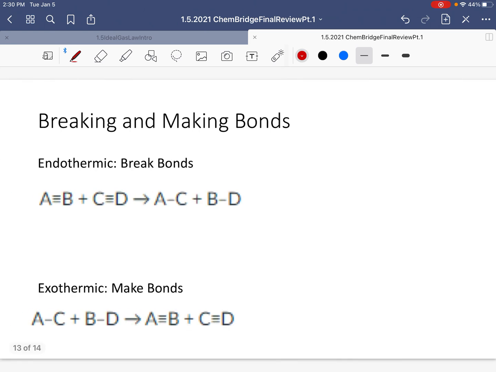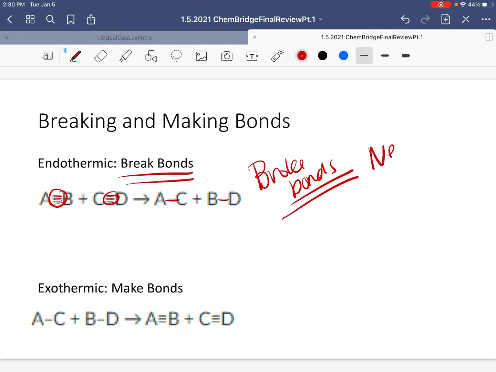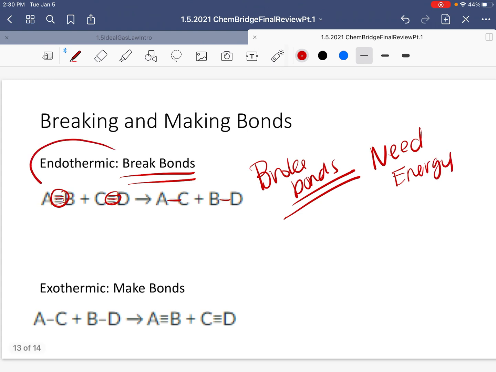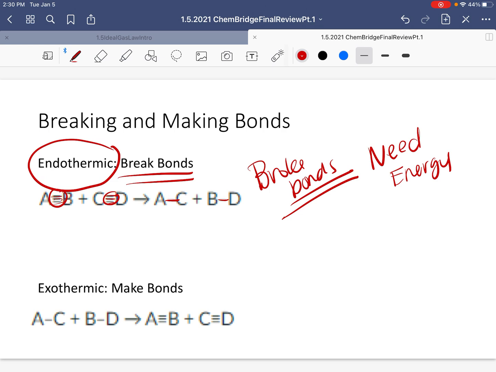Lastly, guys, we'll be going over breaking and making bonds. So here we have triple bonds, and they get converted to single bonds. So this means we broke bonds. In order to break bonds, guys, you need energy. You need energy to have this happen. So this is an endothermic reaction. The opposite or the reverse reaction would be exothermic. But just remember, if you are breaking bonds, you have an endothermic reaction. The reverse reaction would be exothermic. The opposite, right?